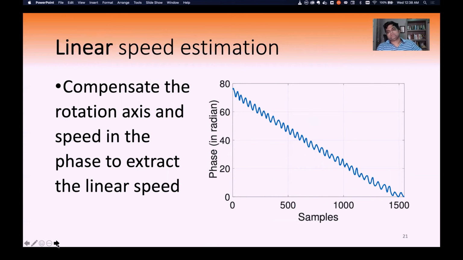Then we get the linear speed by extracting and compensating for the rotation axis and the rotation speed, and getting the slope of the change of the phase. From that we can get the distance traveled, and therefore for a given duration we can also estimate the linear speed. Details are in the paper. I would encourage you to see that.